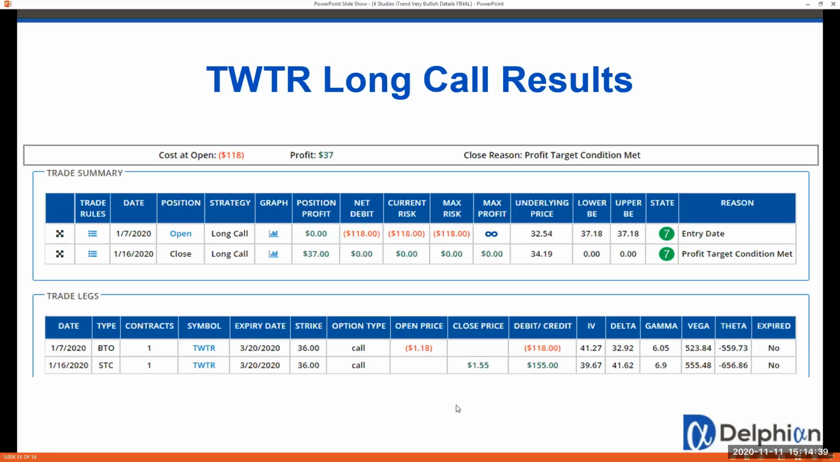Something I didn't really speak about earlier, not really applicable to this scenario here, but when you're doing other types of trades, whether it be earnings or some other type of back test, you have your implied volatility here on the options, and then you also have your delta and some of your other Greeks that you can look at there as well.